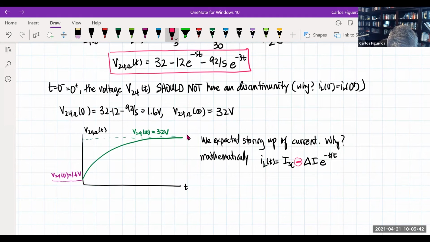Look at what we're looking at mathematically. I have two exponentials with minus signs, and therefore that tells us that it should be storing up current. So it makes physical sense from what we checked by just looking at the solution and at what we expected. And the second thing is that we looked at the steady state values to actually see what was going on. So here we go, let's go to the next piece.